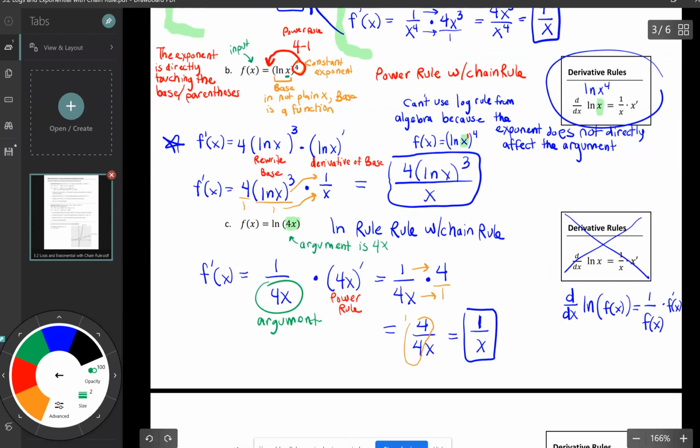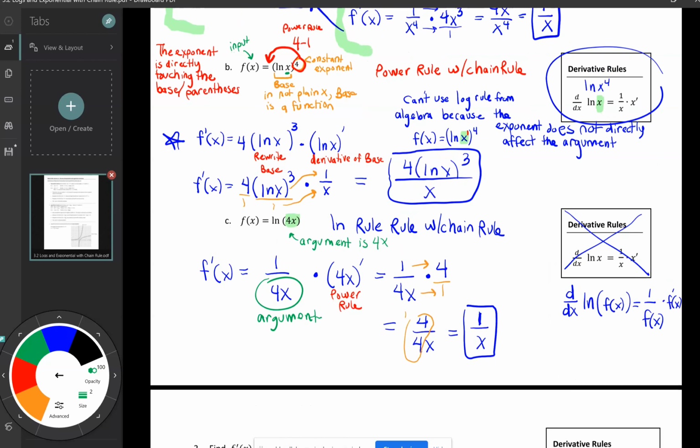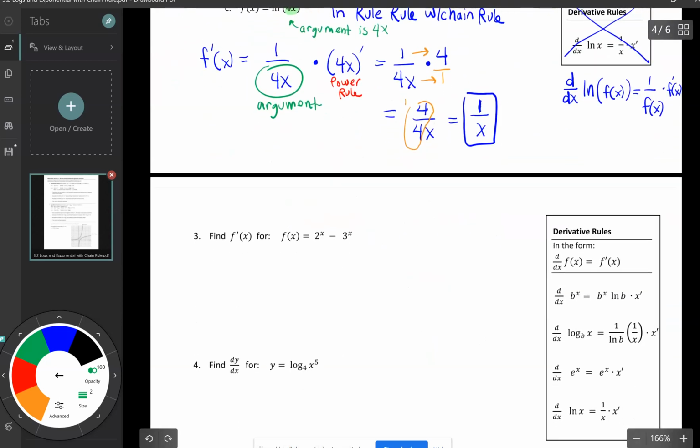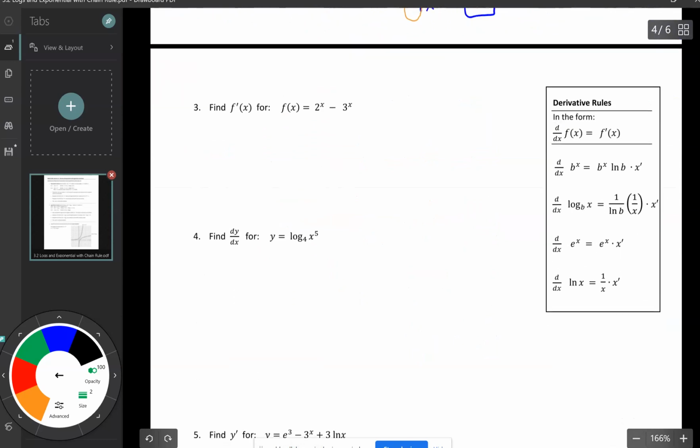Okay, up until now, we've just been doing the e to the x rule and the ln of x rule, because those rules come up the most in later sections when we do more complicated business formulas. Now we're going to practice some of the other rules, the base B rule and the log rule. We're going to practice those.